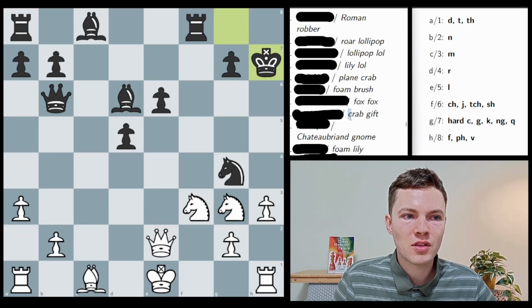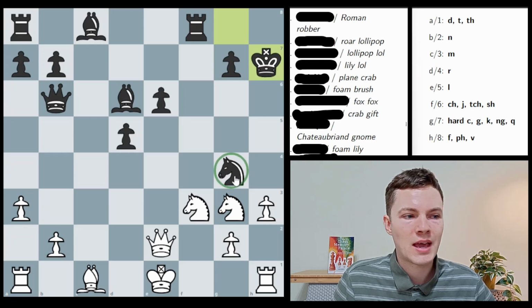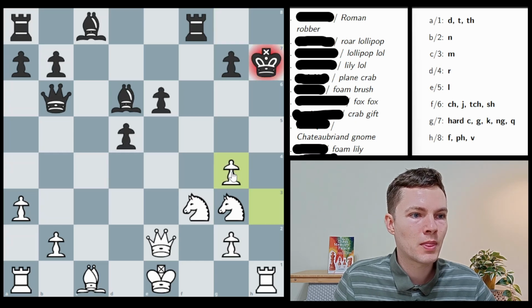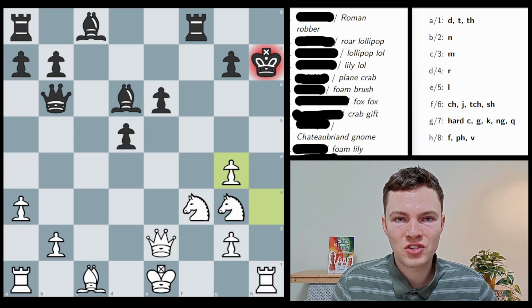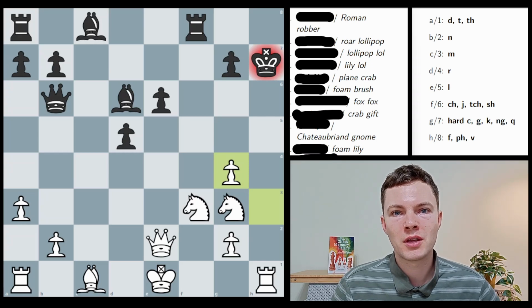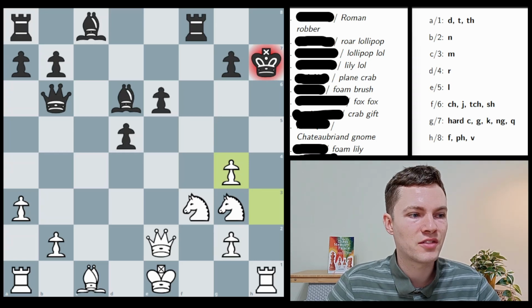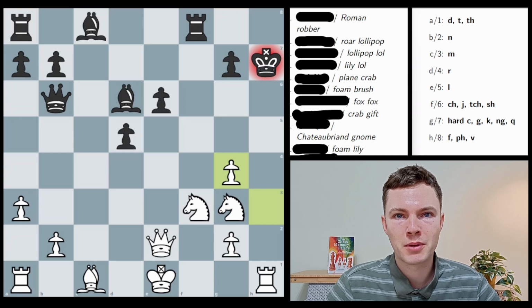Now we have crab again. So 7th file, 4th rank. So that's a capture of the knight on g4. Again, you'll notice this is check, but in picture notation, we don't need to write that down because that doesn't help define the move. That's just extra information. So this is just written as crab.